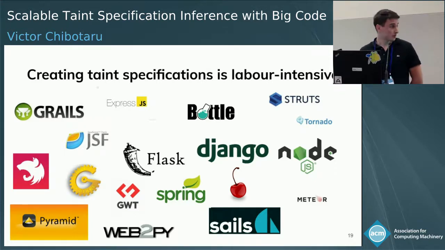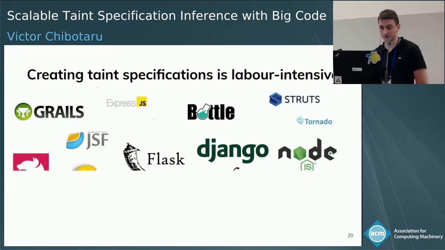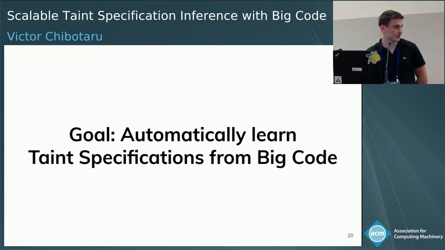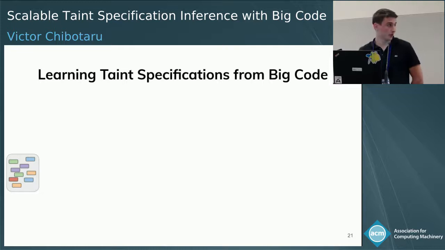So we faced this problem at DeepCode when we were working on our security analysis, and we decided to solve it by automatically learning taint specifications from Big Code. And our setup looked the following way. We had a huge training corpus of open source projects from GitHub.